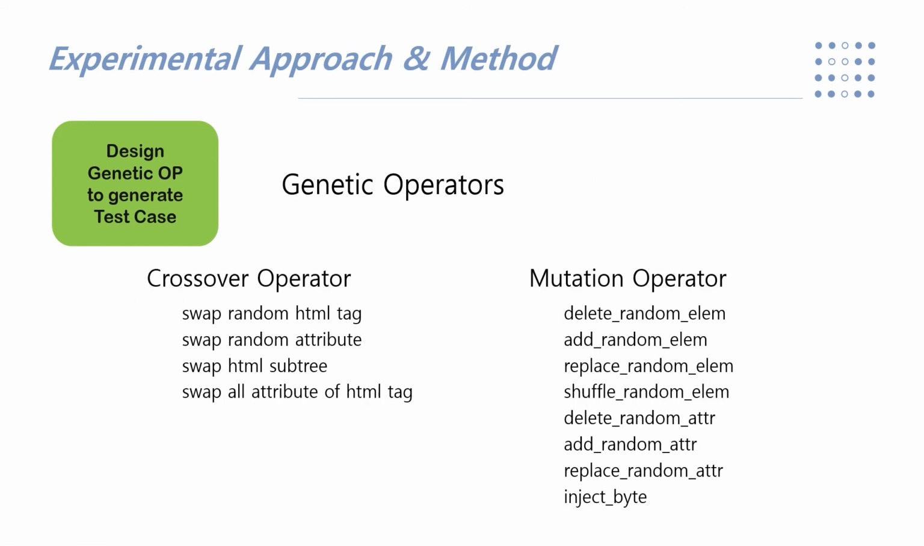Also for the crossover operator, we randomly swapped HTML tags and attributes, HTML subtrees, and all attributes of HTML tags. And for the mutation operator, we deleted, added, replaced, or shuffled random HTML elements, or we deleted, added, or replaced random attributes, or we injected random strings at random positions, stringifying them.